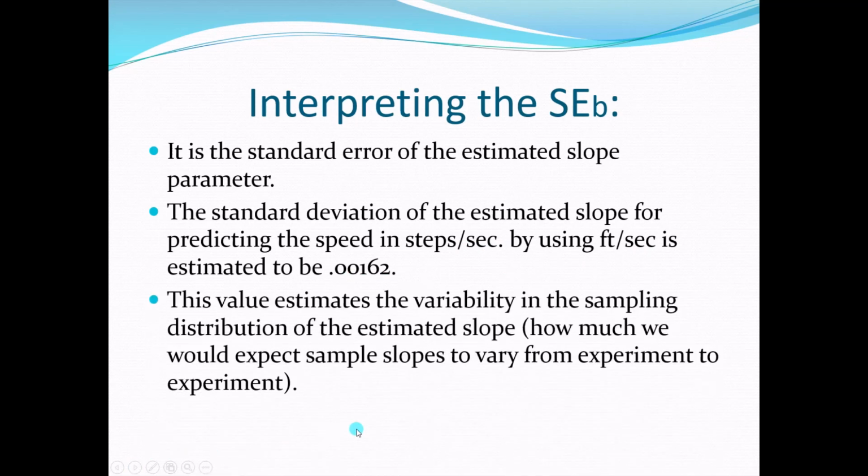So this value estimates the variability in the sampling distribution of the estimated slope: how much we would expect sample slopes to vary from experiment to experiment, which is kind of how I led the slide.